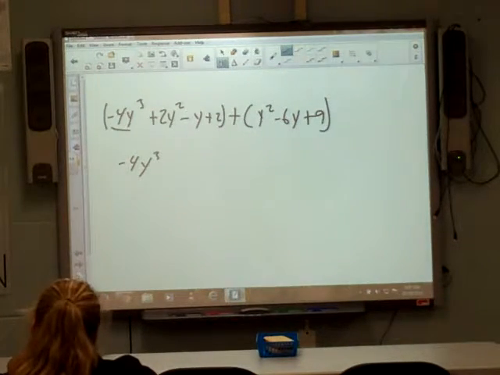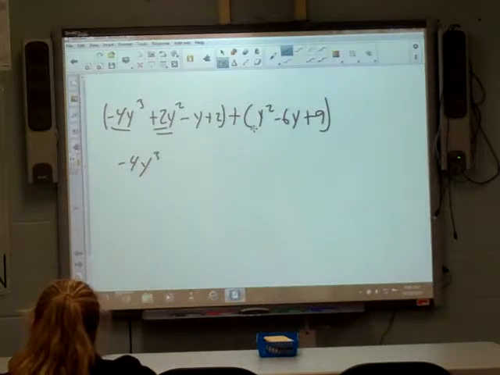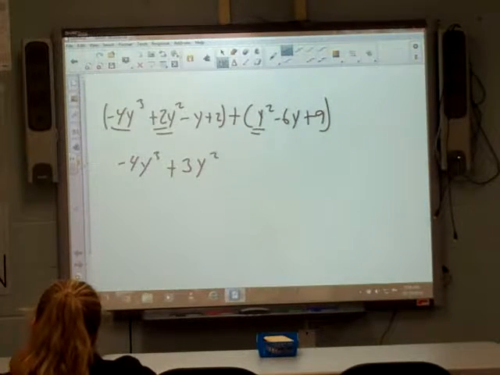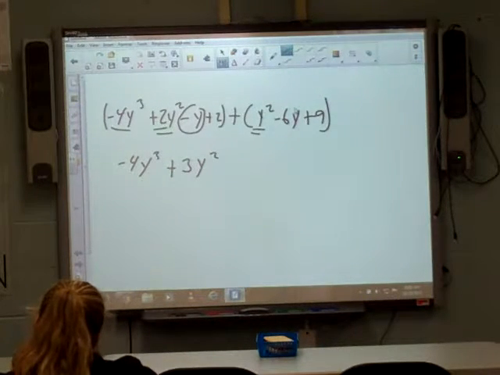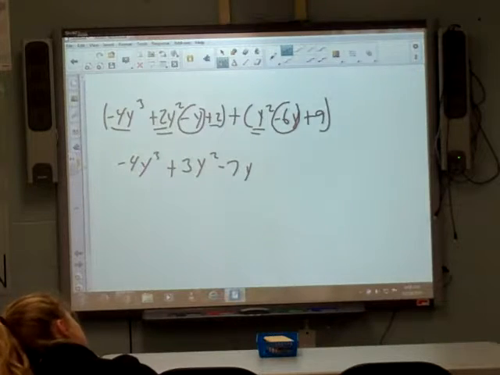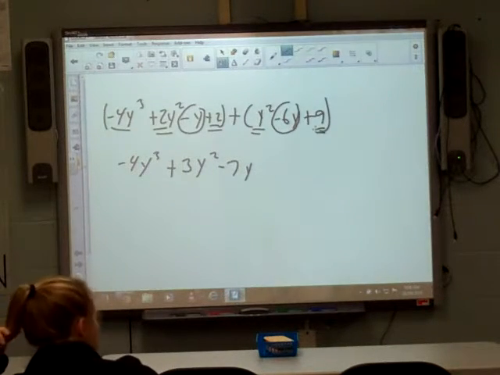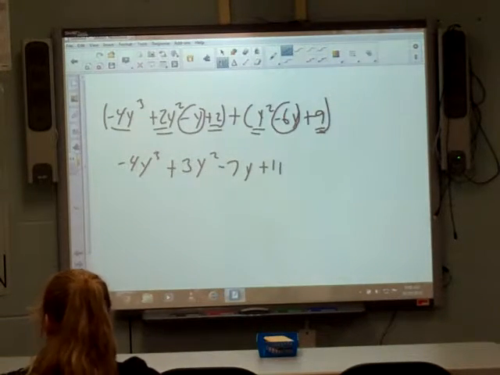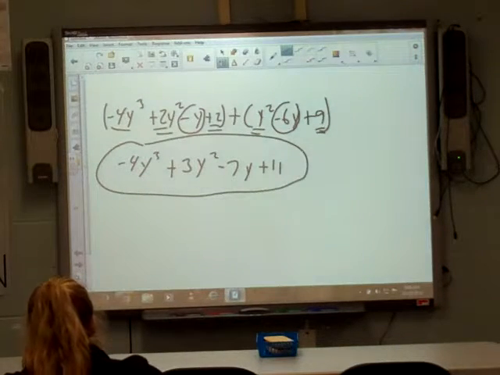Okay, now I've got a 2y squared. Do I have a y squared over here? Yep. 2y squared plus 1y squared is positive 3y squared. Now I've got a negative y to the first. Do I have a y to the first over here? Yep, be careful on your signs. Negative 1 plus negative 6 is negative 7. And then it looks like I've got some constants left. 2 plus 9 is 11. Did you get it? Good deal.